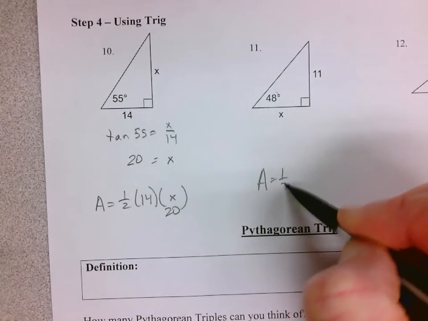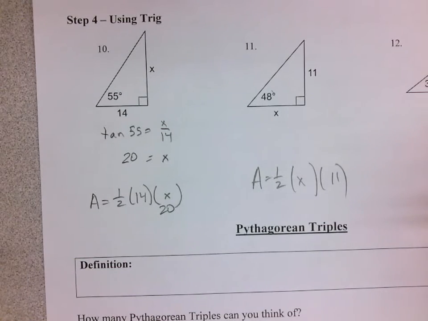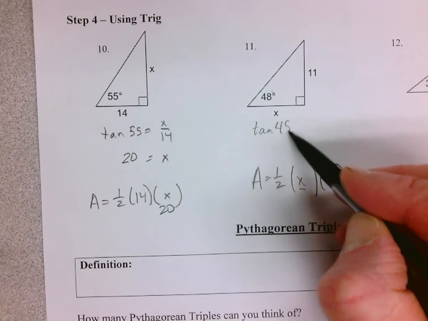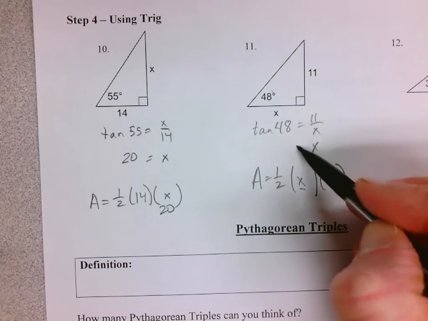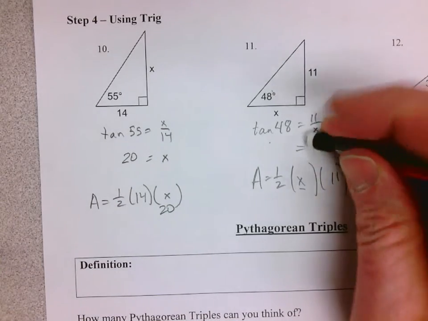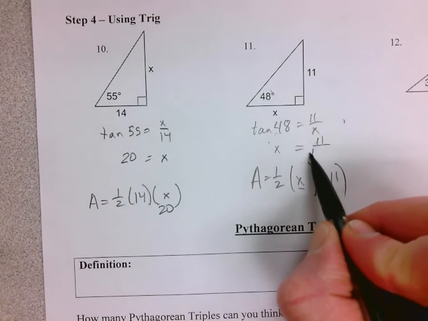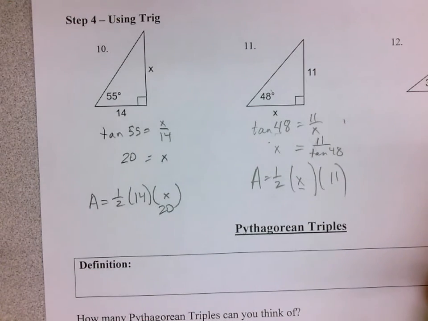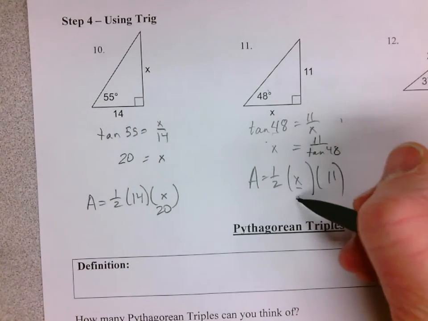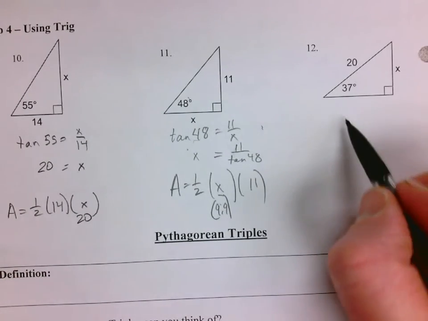Area equals 1/2 base times height. Don't have the base, go find it. This is tan 48 equals 11 over x. Just remember, this one is my x and my tangent 48 will switch places because we're dividing, because the x is in the denominator. That's our shortcut. You figure out on your own what that number is. Ends up being about 9.9, I believe. Plug it in.